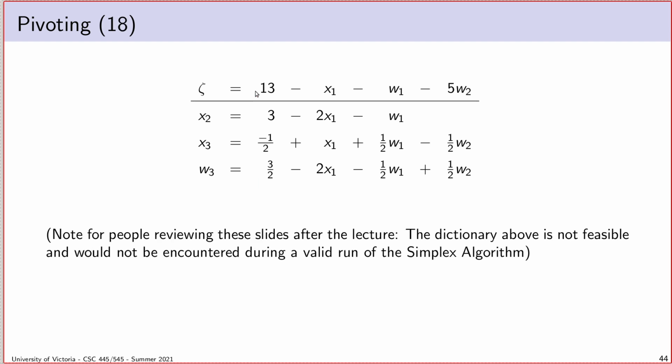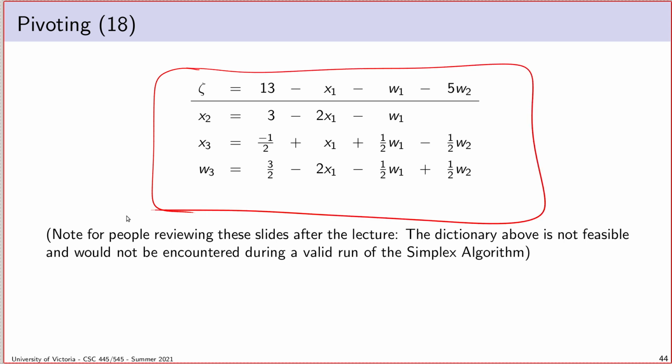I should also point out, if you are looking at this video or these slides after having watched the whole lecture, or for midterm review or something, you will notice this dictionary would never actually appear in the middle of the simplex algorithm because of this thing. So this is a demonstration of what pivoting does. This is not necessarily a good step for the simplex algorithm.